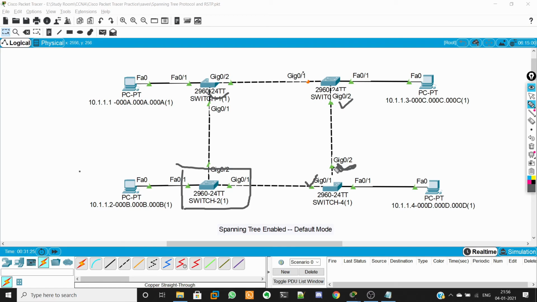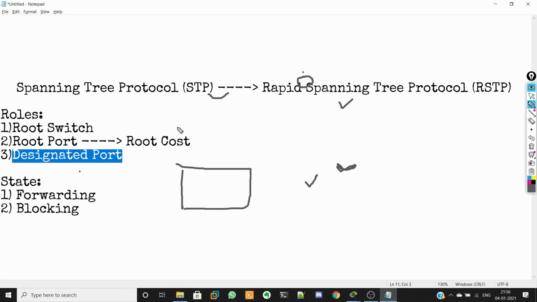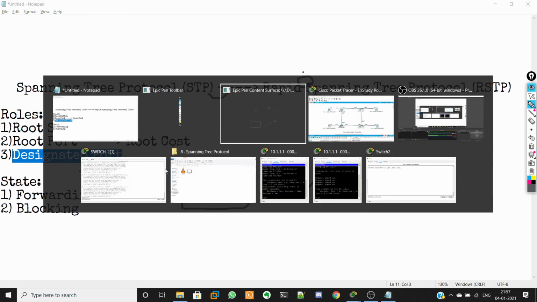Now you can forward frames from any host to any host. It simply uses a single path to reach the destination. There won't be any switching loops because this particular port is blocking. Actually, it receives the frames through this port, but it won't process them. Also, it will not forward any frames through this port. This is how the spanning tree elects the root switch, root port and the designated ports.